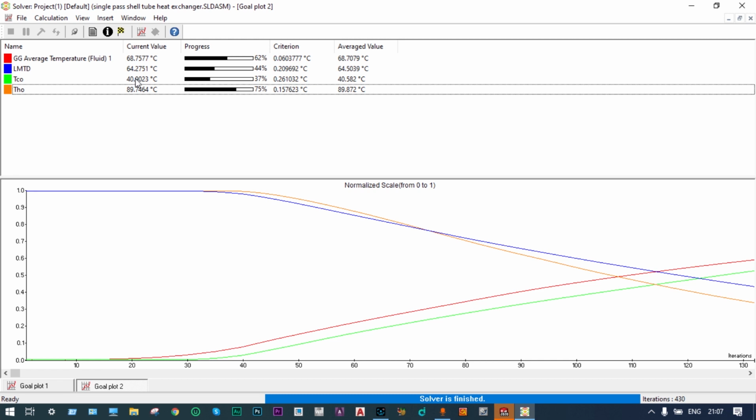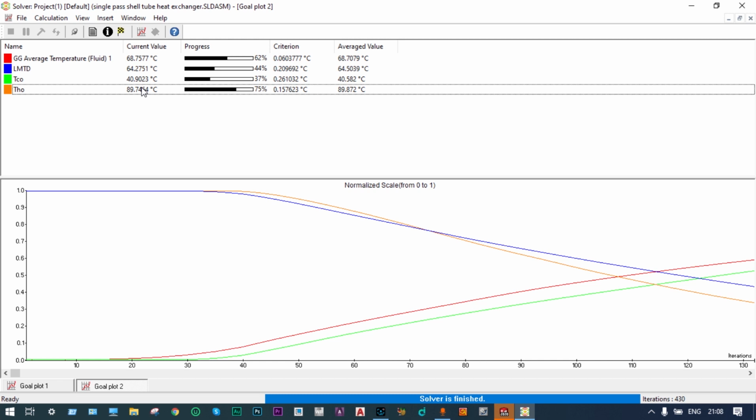water at the exit is 40.9 degrees centigrade, and hot water temperature at the exit is 89.74 degrees centigrade. Actually, for hot water we initiated from 100 degrees centigrade, and at the exit it is reducing by about 10 degrees centigrade, coming down to 89.74. Similarly, the initial cold water temperature was 20 degrees centigrade, and it has gained a huge temperature difference, from 20 to 40 degrees centigrade. It is finally 40.9 degrees centigrade, and we got the value of LMTD as an equation goal as 64.275.